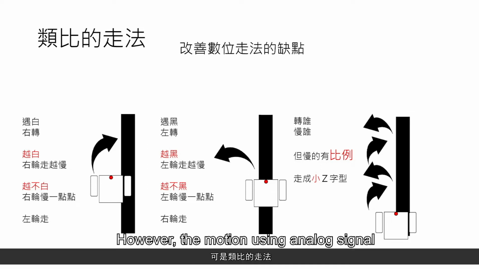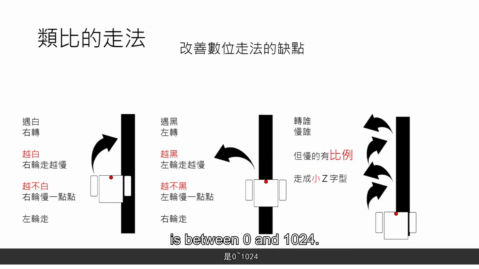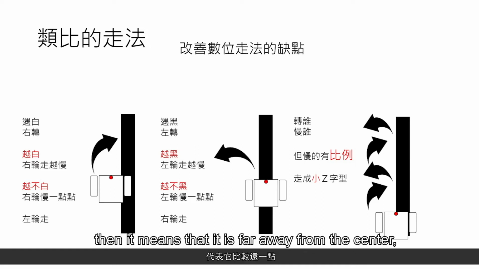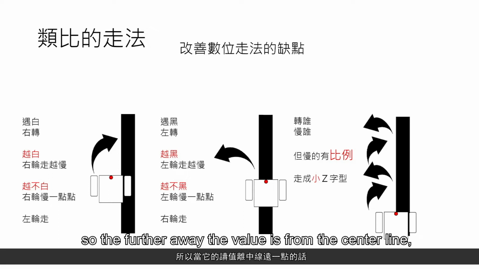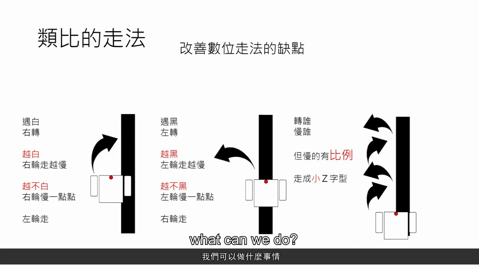However, the motion using analog signal is special in the sense that its reading is between 0 and 1024. So if we assume that it's at halfway of 1024, which is 512, it is right in the middle between the black line and the white area. The closer your reading gets to 512, the closer it is to a center line. However, if it is at extreme readings of 0 and 1024, then it means that it is far away from the center. So the further away the value is from the center line, what can we do?